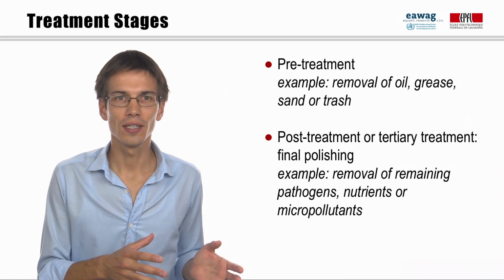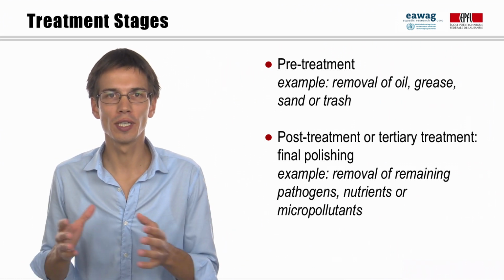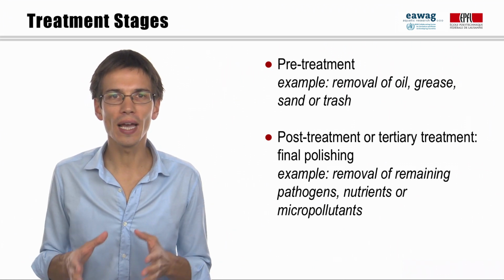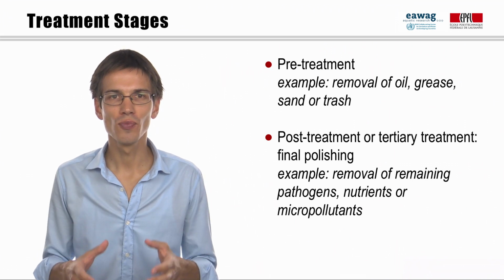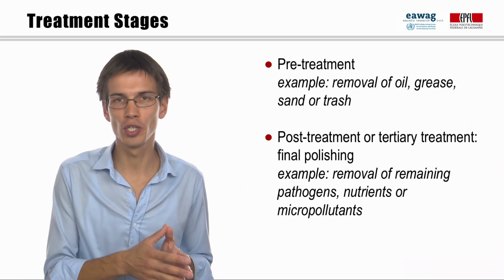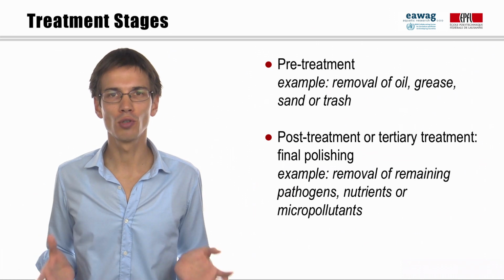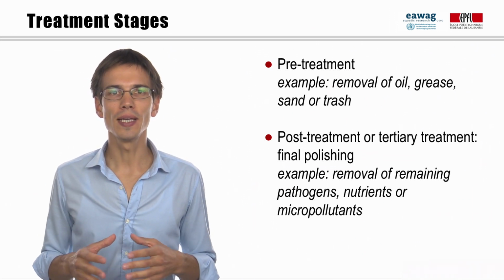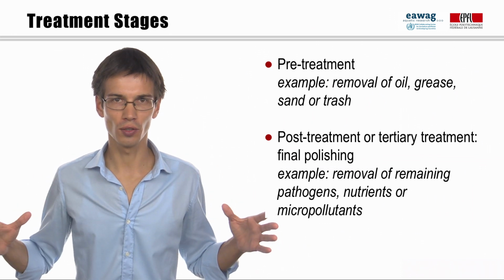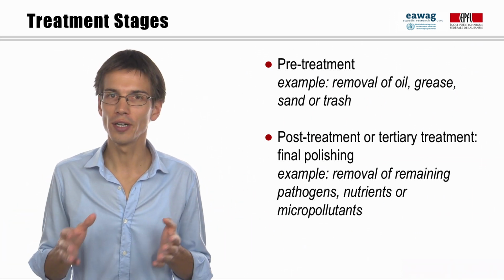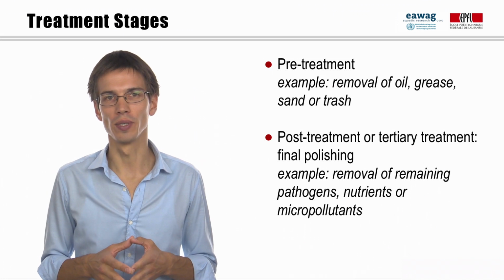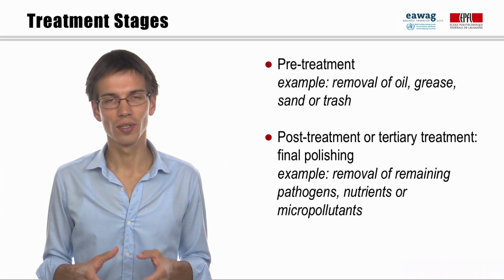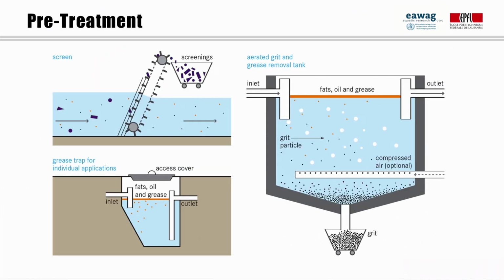On the other hand, the tertiary treatment and post-treatment consist of removing elements like remaining pathogens, nutrients such as nitrogen and phosphorus, or micropollutants from the effluent. Tertiary treatment embraces a large spectrum of technologies, and most of them are not implemented in low and middle-income countries. Too expensive and too complex. Let's have a look at a few pretreatment technologies.